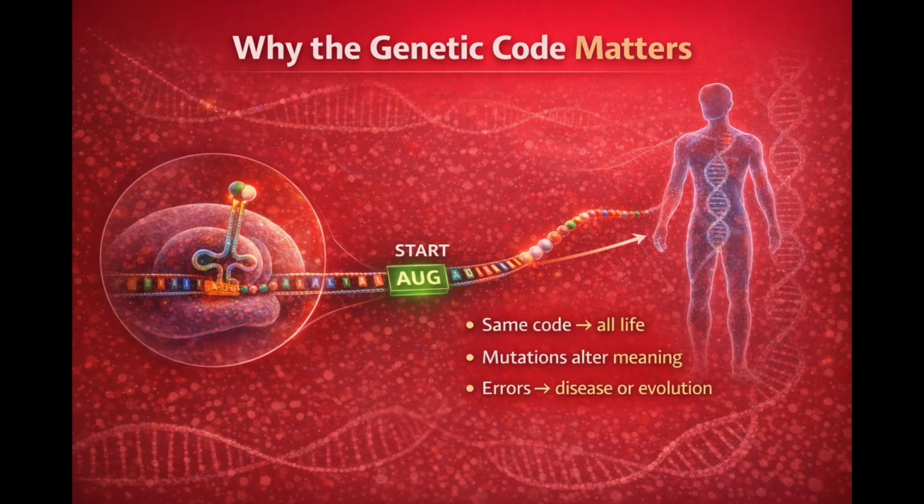Small changes, mutations, can alter that language. A single base change can substitute one amino acid, shorten a protein, or eliminate function entirely. Sometimes these errors cause disease like cystic fibrosis or sickle cell anemia. Other times they create variation that drives evolution. So the genetic code is not just about biology, it's about identity and change. Every emotion you feel, every thought you have, every moment you make depends on proteins that were once just lines of code, decoded faithfully by tRNA.